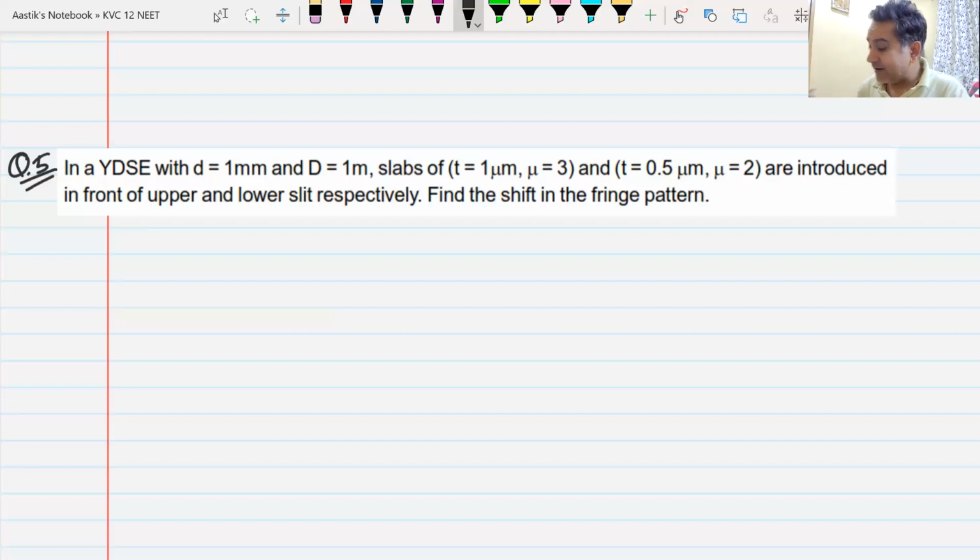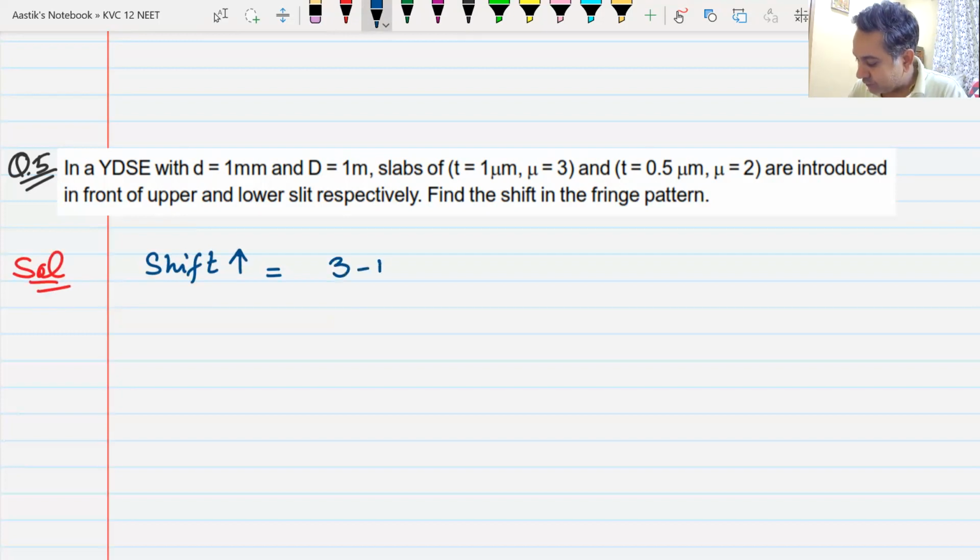Okay, let us find the shift. Let us find the shift upwards. How much is the shift upwards? So mu is 3. 3 minus 1 into thickness, which is 1 into 10 raised to the power minus 6. Mu minus 1 into t into capital D by small d.